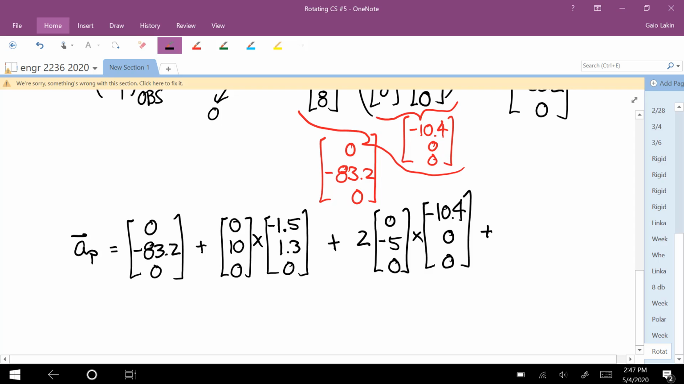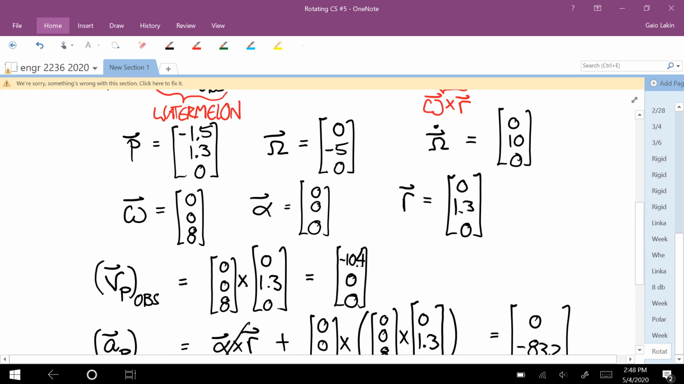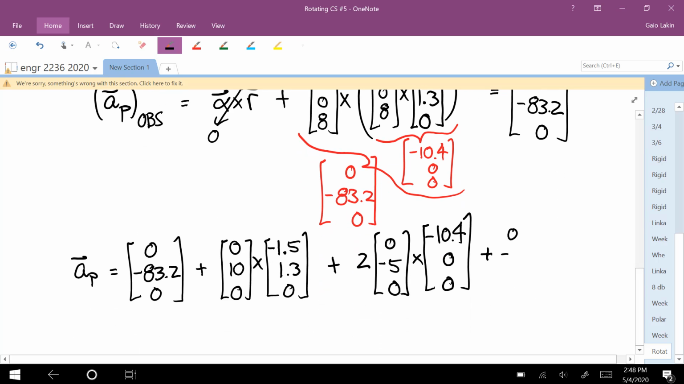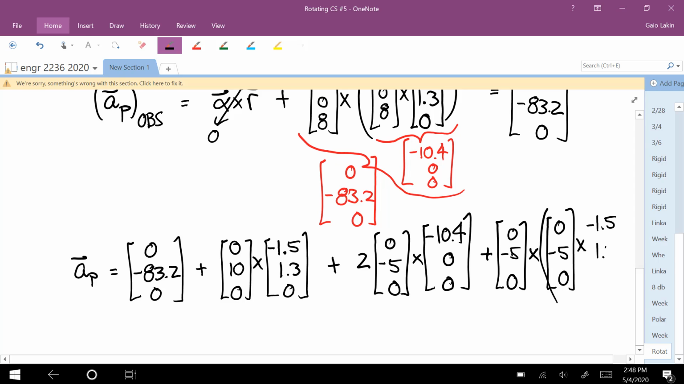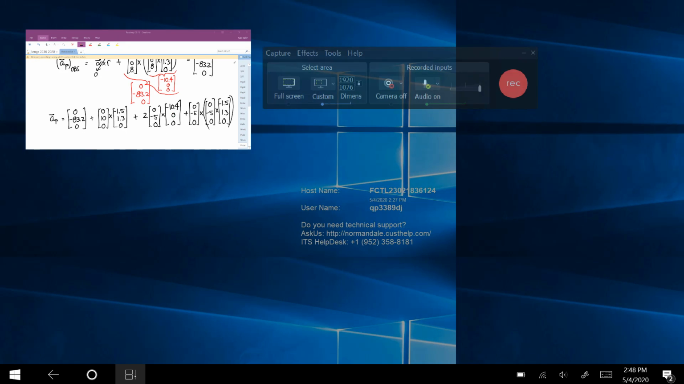plus the angular velocity of the coordinate system, 0, negative 5, 0, crossed with the quantity 0, negative 5, 0, crossed with the p vector, and I'll be right back with you and we'll get the answer.